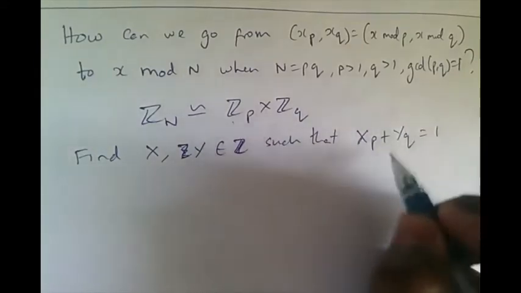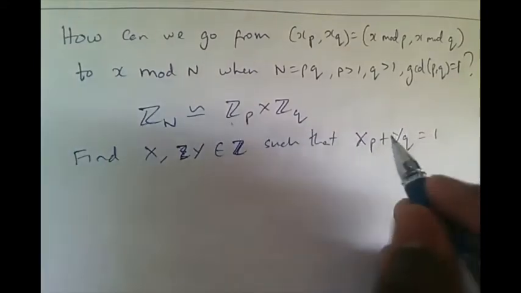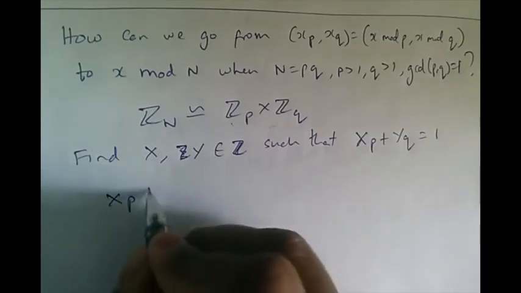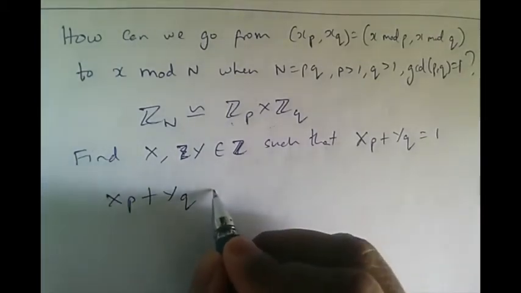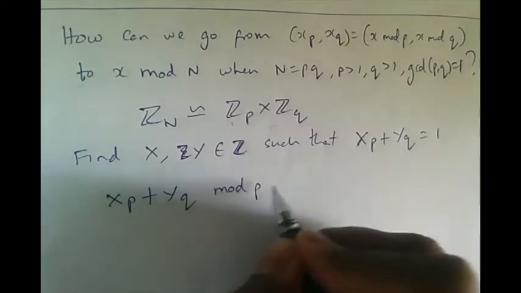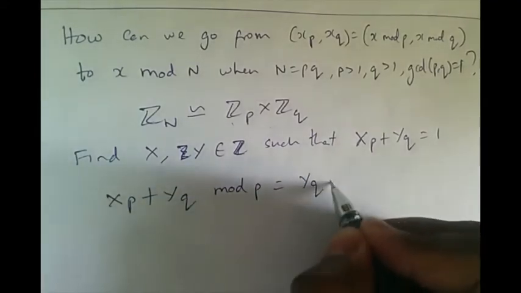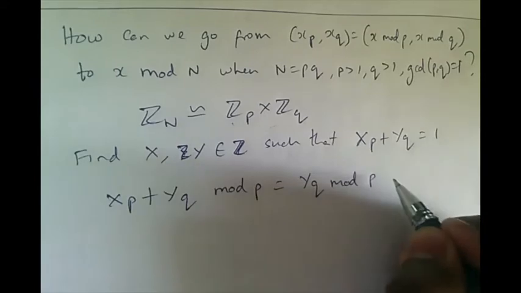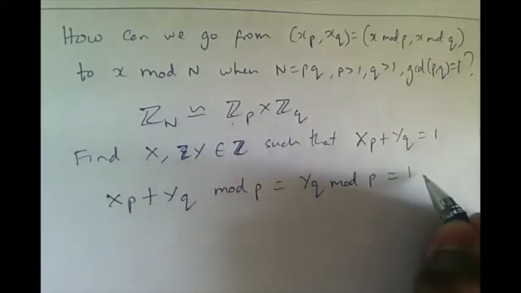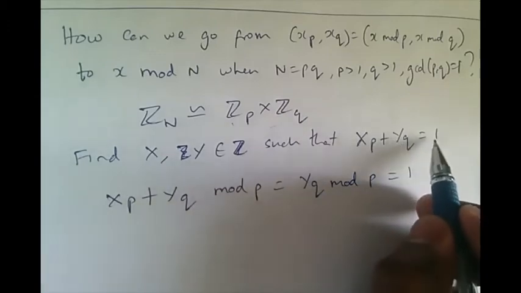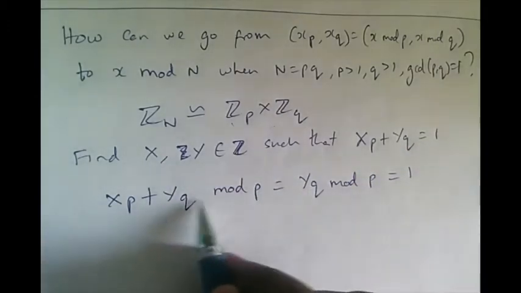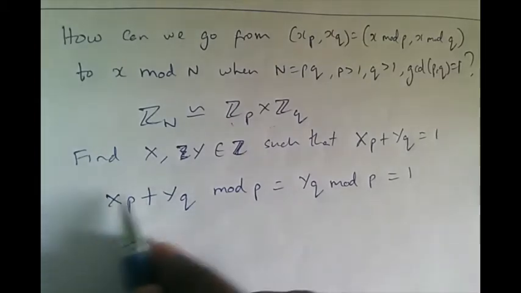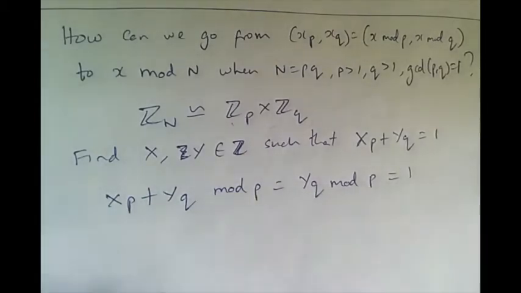So now let's look at this sum here. If I look at xp plus yq mod p, this will be equal to yq mod p, and this will be equal to 1. Why is that? Because xp plus yq is 1. So 1 mod p is just 1. And here I'm just getting rid of the multiple of p. So I have yq mod p is 1.